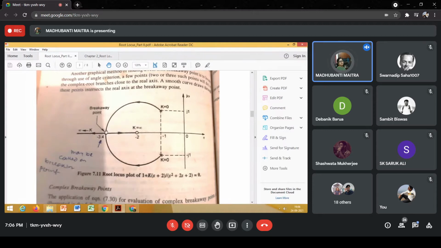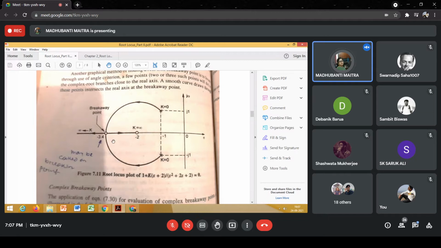So why do we call this point a break-in point instead of a breakaway point? Here, two complex conjugate root branches are approaching each other and they are meeting at a point on the real axis, and after that, they are forming two real root branches. That is the difference. In case of a breakaway point, we saw that two real root branches met at a particular point on the real axis, and after that, they form two complex conjugate root branches. The situation is just the reverse in this case.